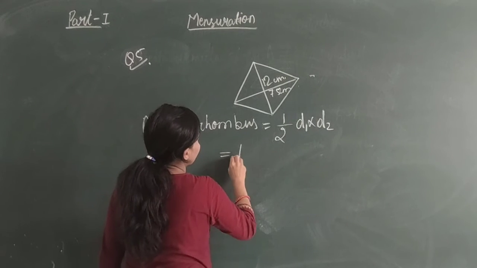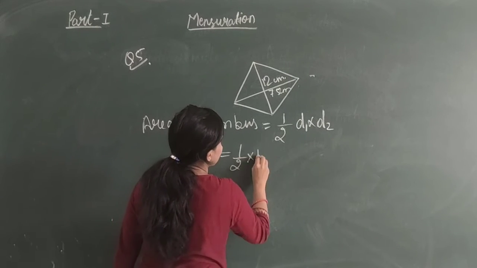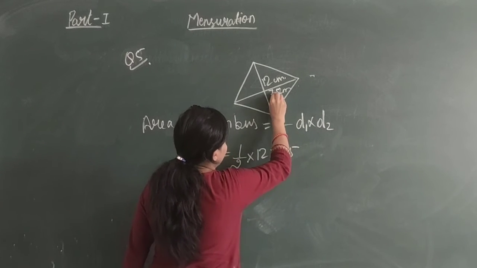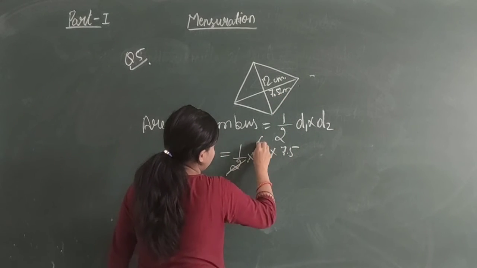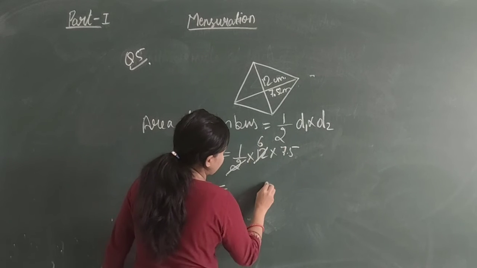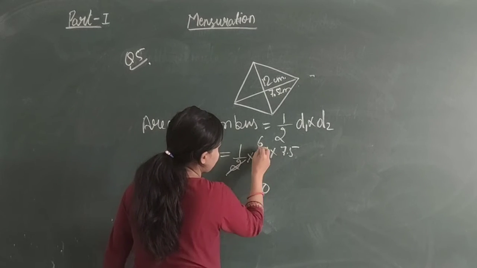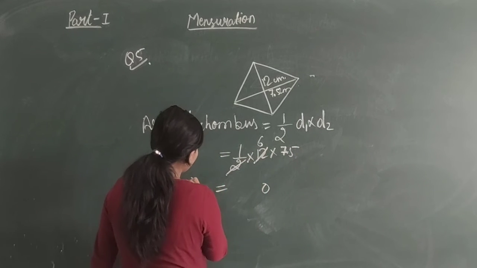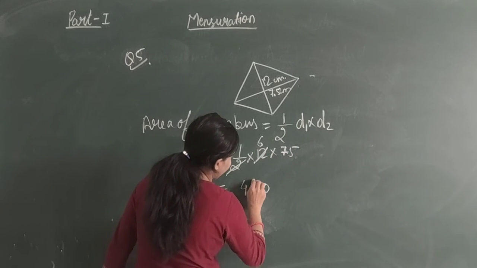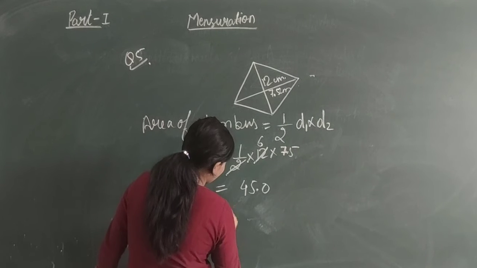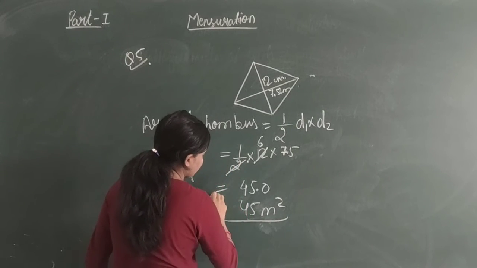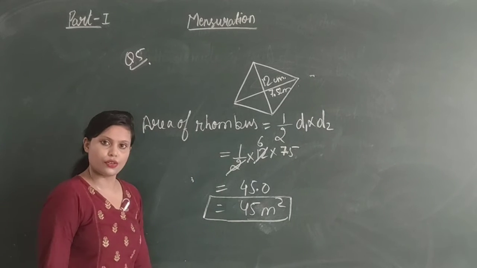So on putting the values, we will get 12 multiply 7.5, this is 7.5. 6 fives are 30, 3 carry, 6 sevens are 42, 42 and 3 is 45. Okay, so the answer will be 45 meter square. That is the area of the rhombus.